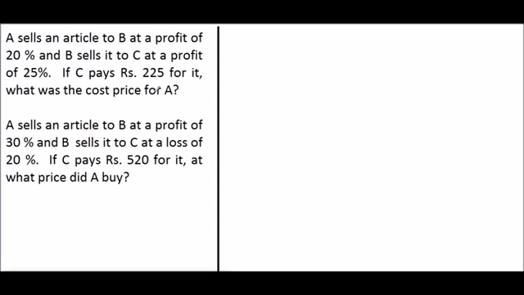I'm going to use directly the unitary method for this one. There is no need to take something as X or Y. Since they have given at the end that C pays 225, we should focus on this while going for the unitary method. Now, first take any imaginary figure. A sells an article to B at a profit of 20%. Now take cost price of A. Let us take 100 rupees. A paid 100 rupees for this, right?